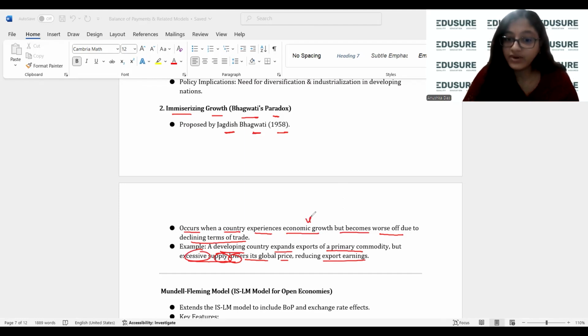So basically, if economic growth takes place, if exports are rising, we are saying economic growth is taking place, but eventually that is not helping your nation in the long run, because your terms of trade is declining, and that will lower the export earnings. Right? So this is Jagdish Bhagwati's paradox, immiserizing growth. This is also an important topic. So these are the two paradoxes that we have seen. We'll solve questions on this.